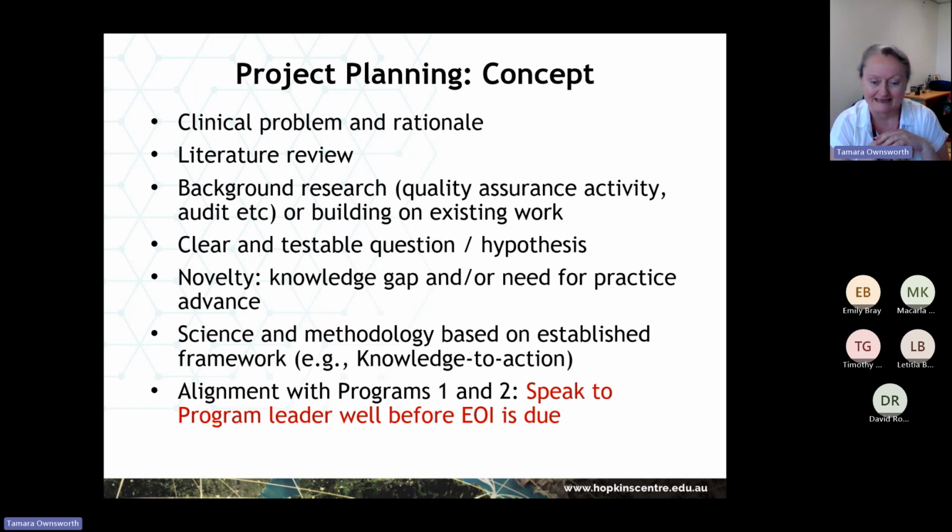I cannot say it again too many times. Apologies for the repetition, but the alignment with our programs and speaking to a program leader well before the expression of interest is due is important. That is because we are here to provide guidance and advice and to connect you sometimes to the literature if it's our area of research, but also to team members that might be a real asset for the project. So there's all sorts of tips and ideas that we can offer if it's early enough and not, for example, the day before or on the day that the EOIs are due.